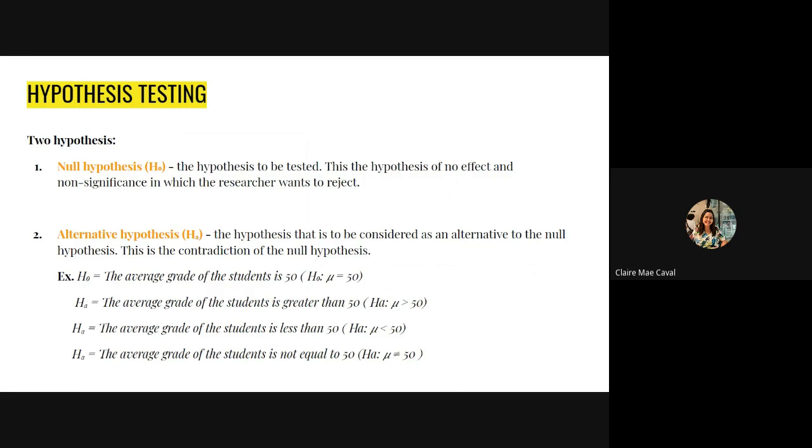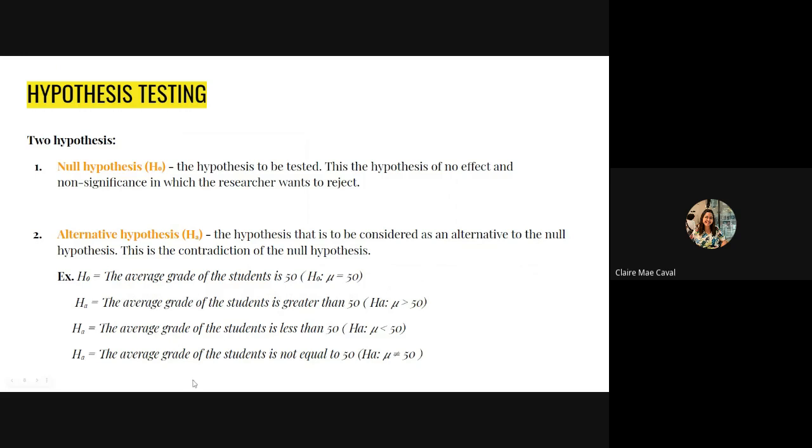Number two, alternative hypothesis. When we say alternative hypothesis, it is the hypothesis to be considered as an alternative to the null hypothesis, meaning this is the opposite or contradiction of the null hypothesis. For example, the null hypothesis is that the average grade of the students is 50, meaning equal to 50. While the alternative hypothesis is that the average grade of the students is greater than 50. It can also be that the average grade of the students is less than 50. Or it can be that the average grade of students is not equal to 50. This is an alternative or an opposition to that of the null hypothesis.